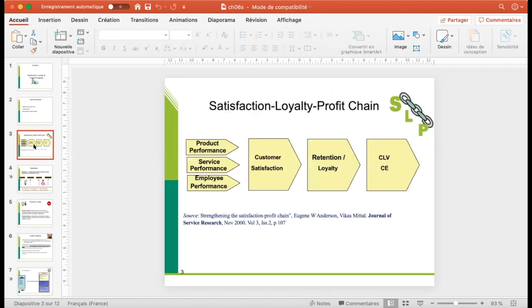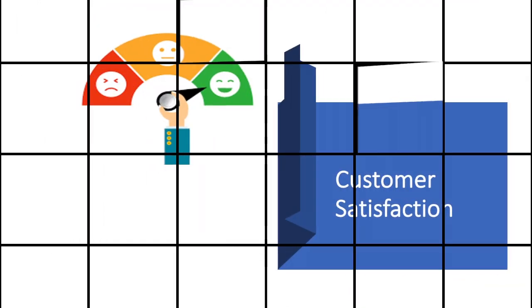So let's have a look at the satisfaction, loyalty, profit chain. You can see here that value is created through the product, value is created through customer service, and value is created through employee performance or relationship performance. Firms have three vectors to create value for the customers: the product, the service, and employee performance. These are antecedents of satisfaction. So satisfaction is influenced by product, service, and employee performance. Satisfaction influences retention and loyalty, and loyalty influences customer lifetime value and customer equity.